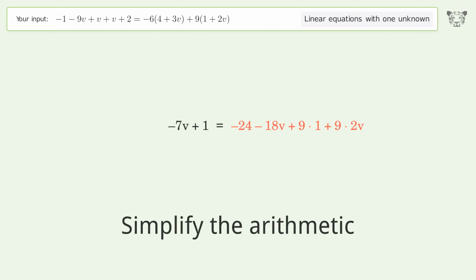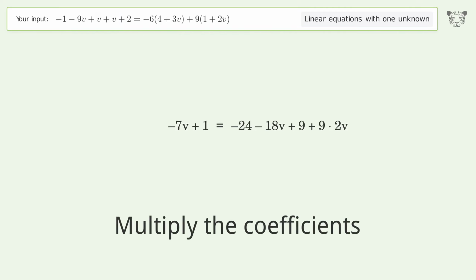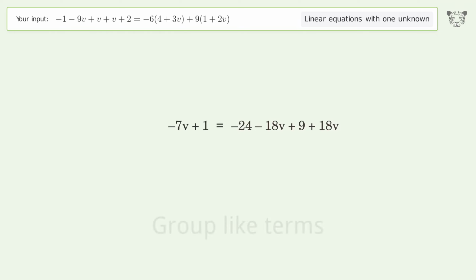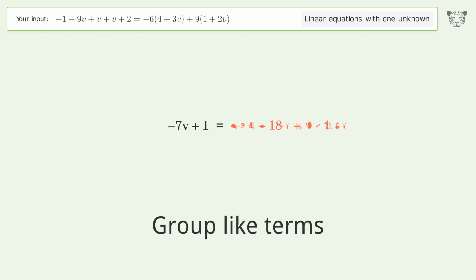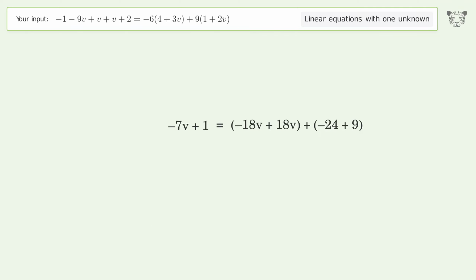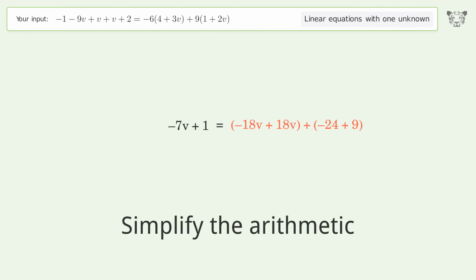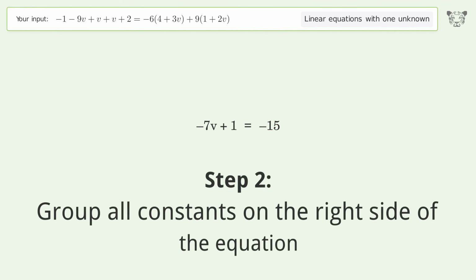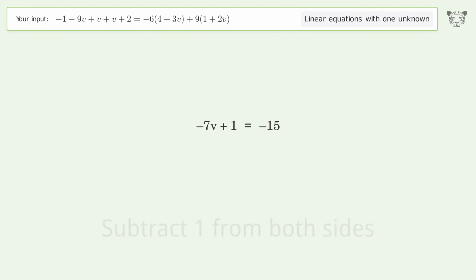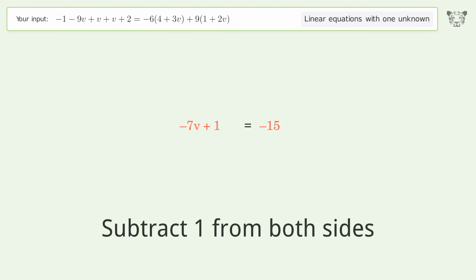Expand the parentheses. Simplify the arithmetic. Multiply the coefficients. Group like terms. Simplify the arithmetic. Group all constants on the right side of the equation. Subtract 1 from both sides.